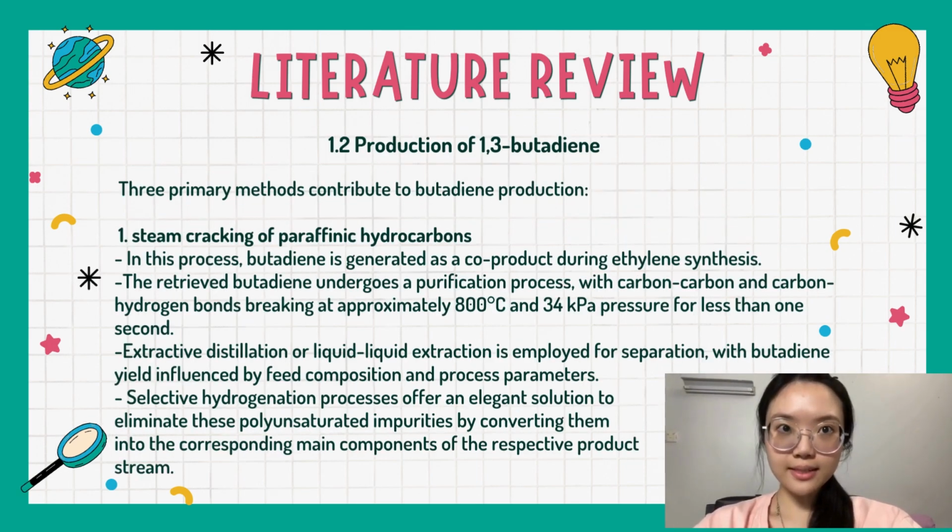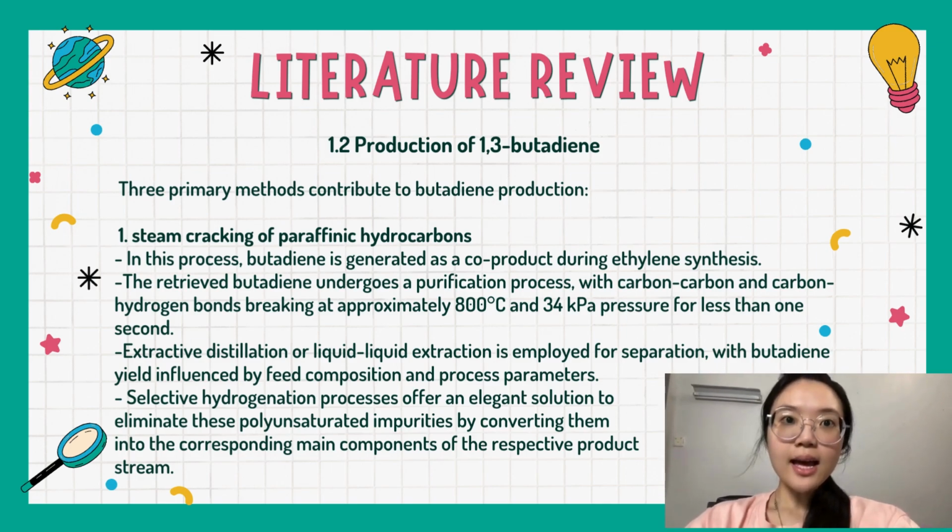There are three methods that contribute to butadiene production. First, steam cracking of paraffinic hydrocarbons. In this process, butadiene is generated as a co-product during ethylene synthesis. The retrieved butadiene undergoes a purification process with carbon-carbon and carbon-hydrogen bonds breaking at approximately 800 degrees and 33 kPa pressure for less than 1 second.